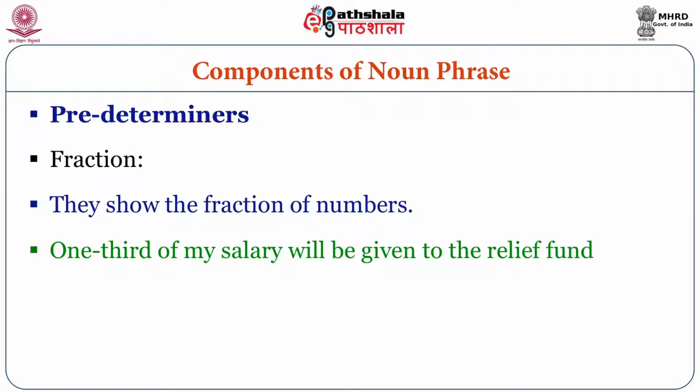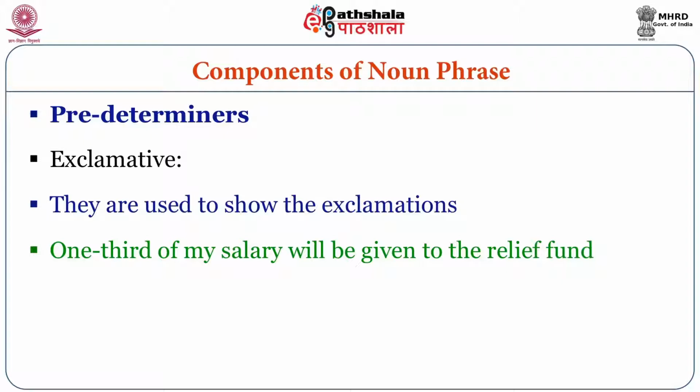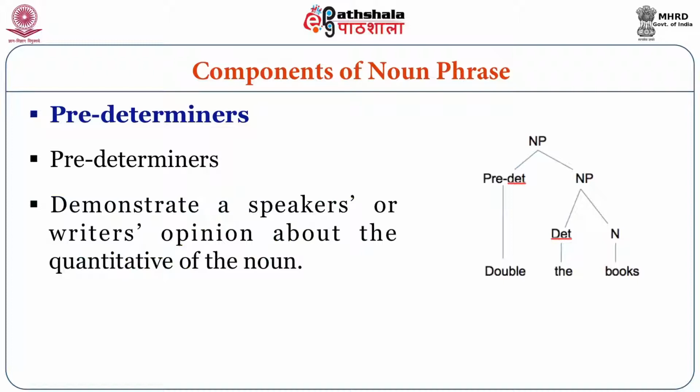Fraction: they show the fraction of a number. One third of the salary will be given to the relief fund. This one third is the fraction of the whole. Then we have predeterminers as exclamative. They are used to show exclamation. What a beautiful building it is. Wow, what a day. So this is an exclamation.